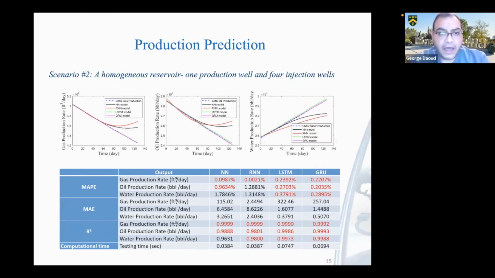Okay, for a more complicated scenario, we start with a homogeneous reservoir with 1 production well as in the case before, but we added 4 injection wells. This adds a lot of complexity to the model, and we also tried to do our prediction using the 4 architectures and found again that LSTM and GRU provide us with the best values. Next slide.